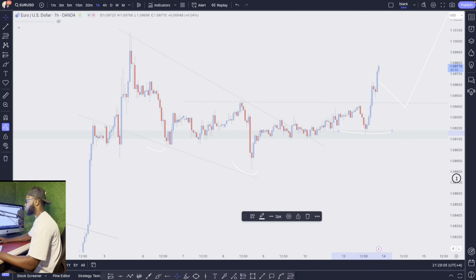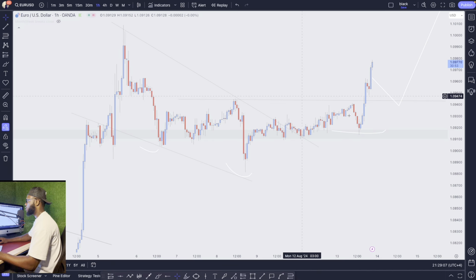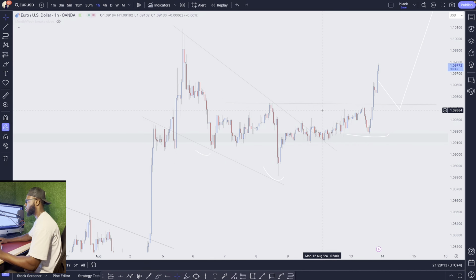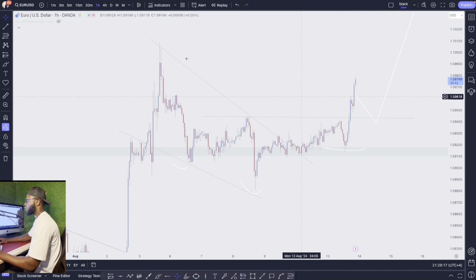If this was supposed to be taken, just the break could have been an entry, or even the pullback and the push to the upside. I'm not in the trade, I'm just analyzing these setups, right? So yeah, this could have been a move to the upside, or a trade that you could have taken to the upside, at least expecting price to reach this high or even break above.